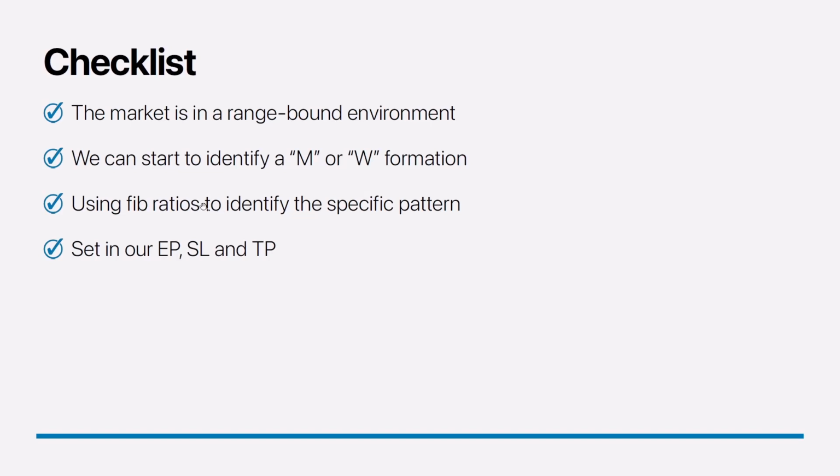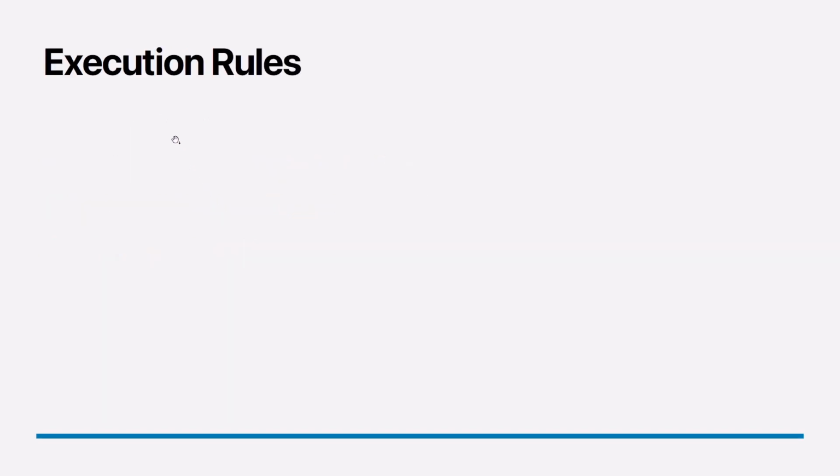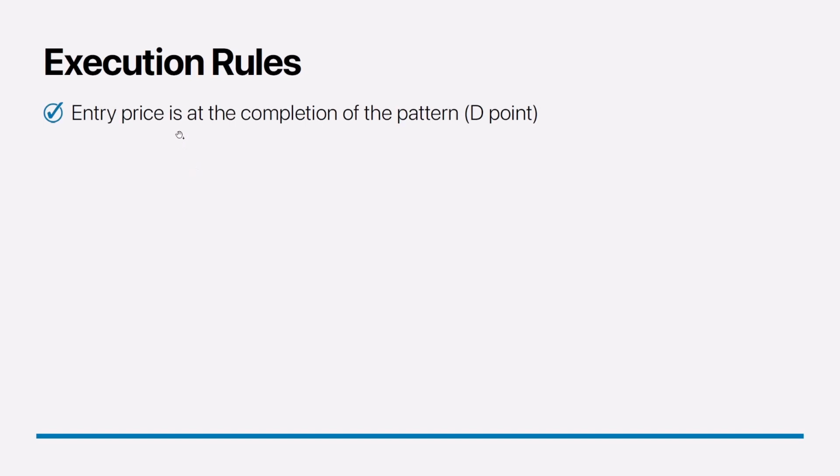So how do we put our entry, stops, and target? That's the execution rules over here. Our entry will be at point D, where we wait for the pattern to complete. That's where you're going to get in. Our stop loss will be placed beyond point X. If you're buying, then of course your stop loss is below X. If you're selling, your stop loss is above X. That's why the word beyond X.